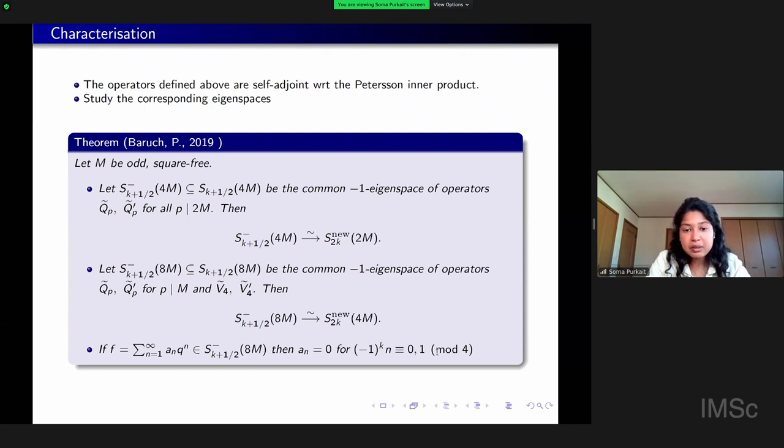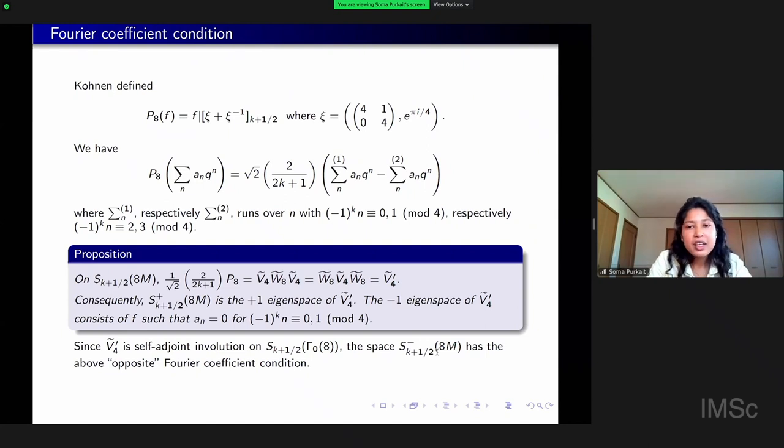Okay, so the reasoning is that essentially we use this projection. Kohnen defined this projection operator, this P8, which is given by this. And we get that the involution we defined earlier is essentially P8. From the expression of P8, we can see that the plus space is contained inside the plus one eigenspace of V4 tilde prime, because V4 tilde is a self-adjoint involution. So the minus one eigenspace would have the opposite Fourier coefficient sign. And our new space is contained inside the minus one eigenspace and therefore has the opposite Fourier coefficient condition. Okay, so that's about the newform theory.